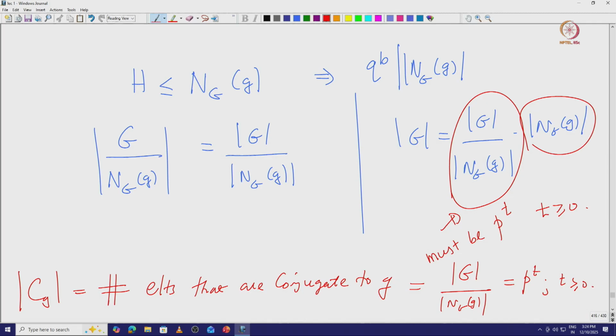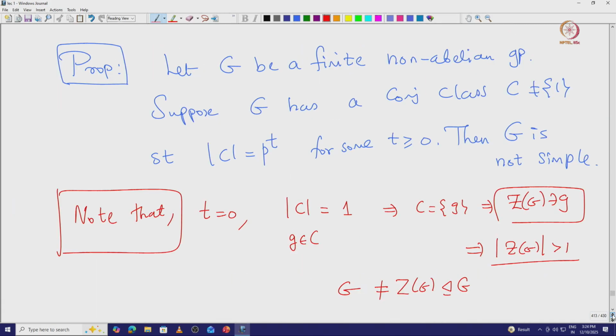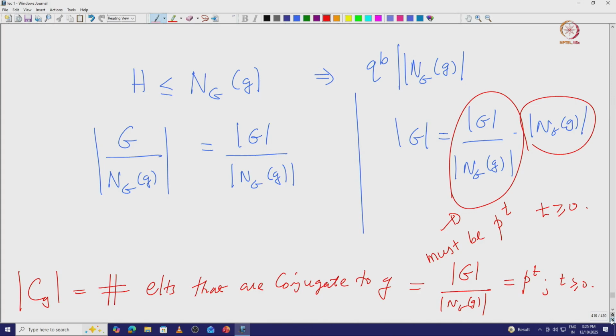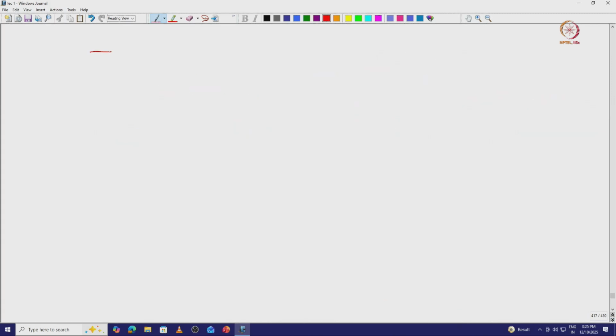So, that means we have produced an element whose conjugacy class has exactly order p power t. So, then we can actually go back to our proposition that I stated before. Once you have a finite non-abelian group that has a conjugacy class different from identity whose cardinality is p power t, then we know that this group must be not simple. So, from this we immediately conclude that G is not simple.